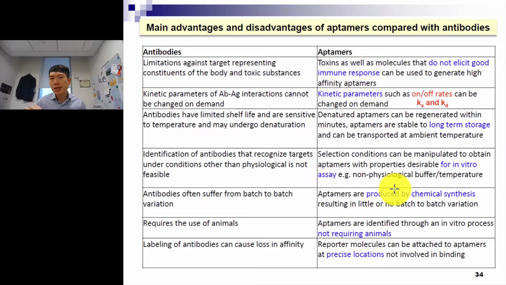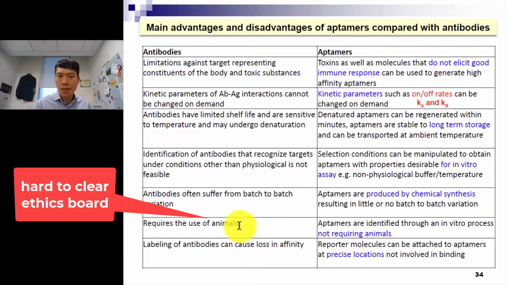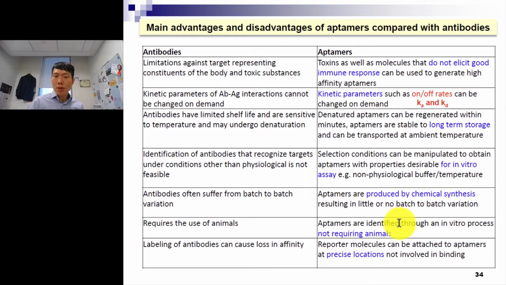Now, there are certain advantages and disadvantages of using aptamers compared to antibodies. One thing to note is, as we discussed earlier in this module, the use of animals might not be ethical. It's a bit harder to clear your ethics approval board. For antibodies, unfortunately, we need the use of animals for testing. But for aptamers, it's not. It's more lab-based, and we do it in an in vitro process. Next, the labeling of antibodies could cause losses in affinity. But aptamers are produced synthetically, so labels can be attached at a precise location not involved in binding.